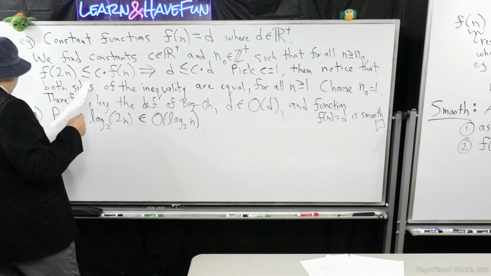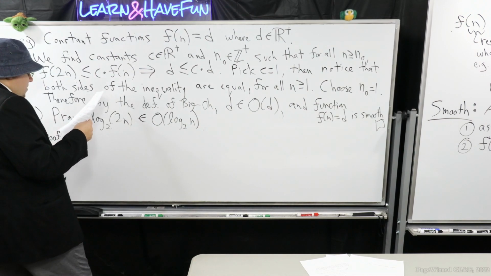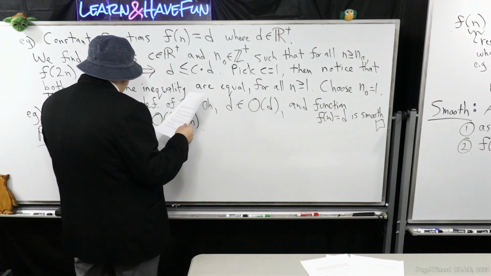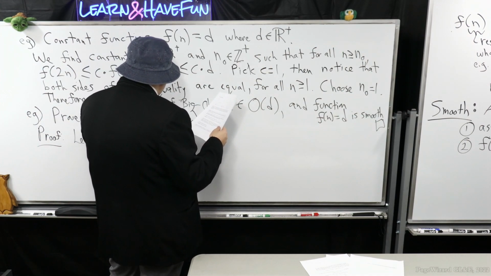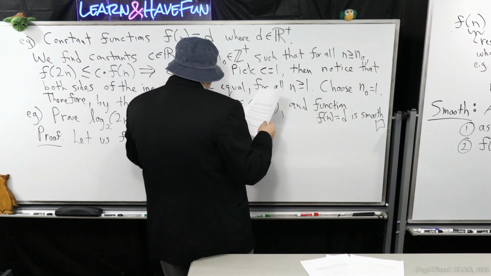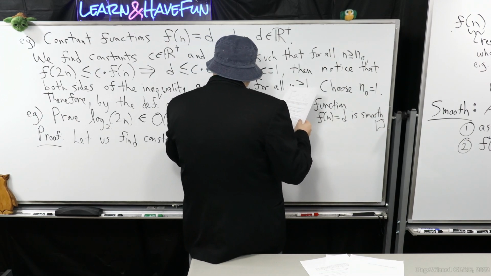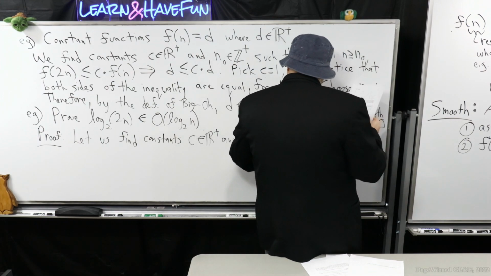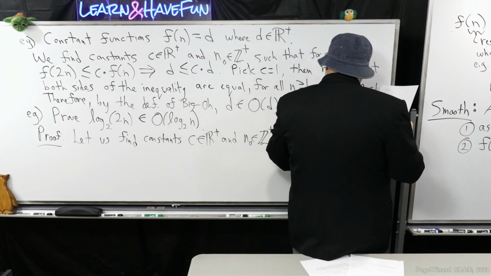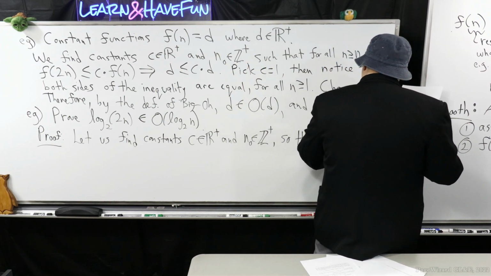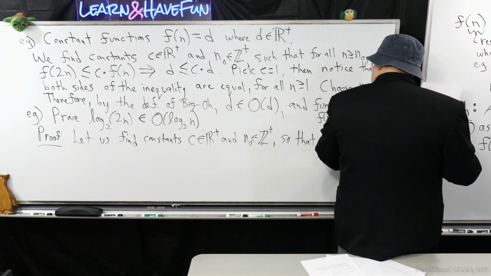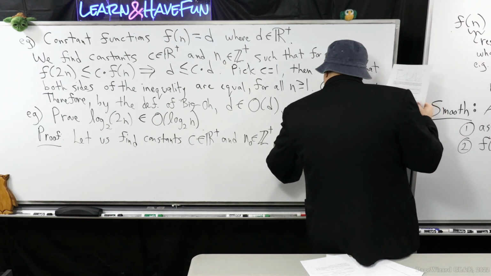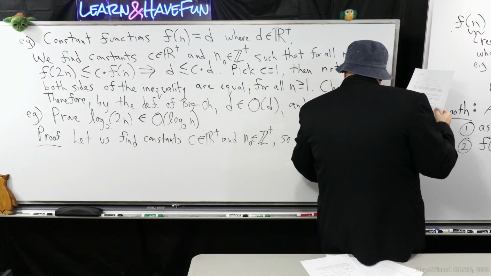So let's write out a proof for this. Walk through the same process. Let us find constants c, which is a positive real number, and n0, which is a positive integer, so that log base 2 of 2n is less than or equal to c times log base 2 of n for all n greater or equal to n0.